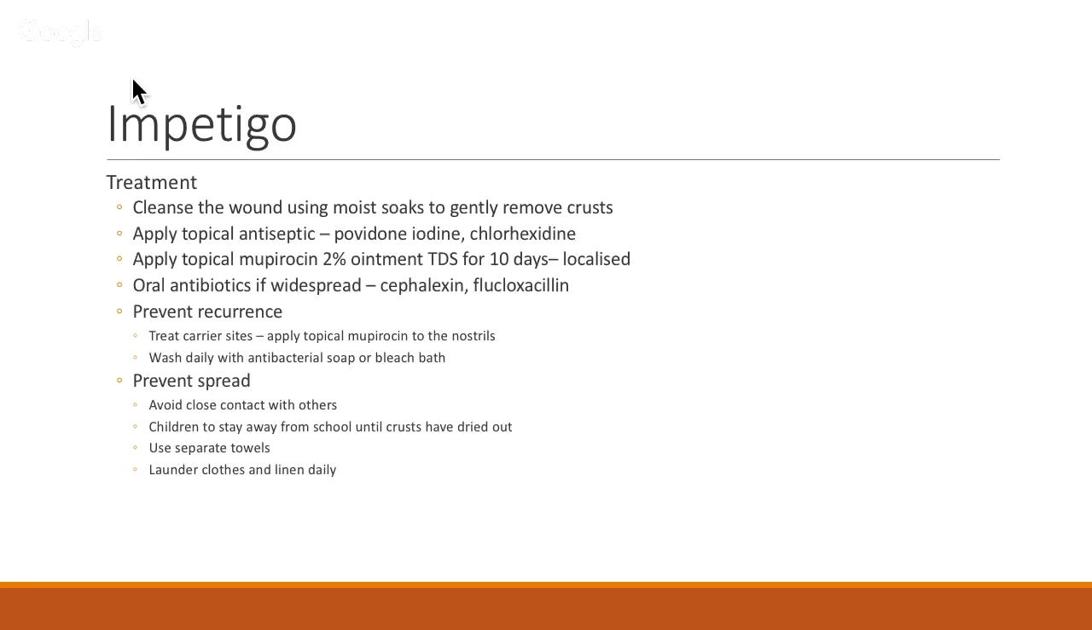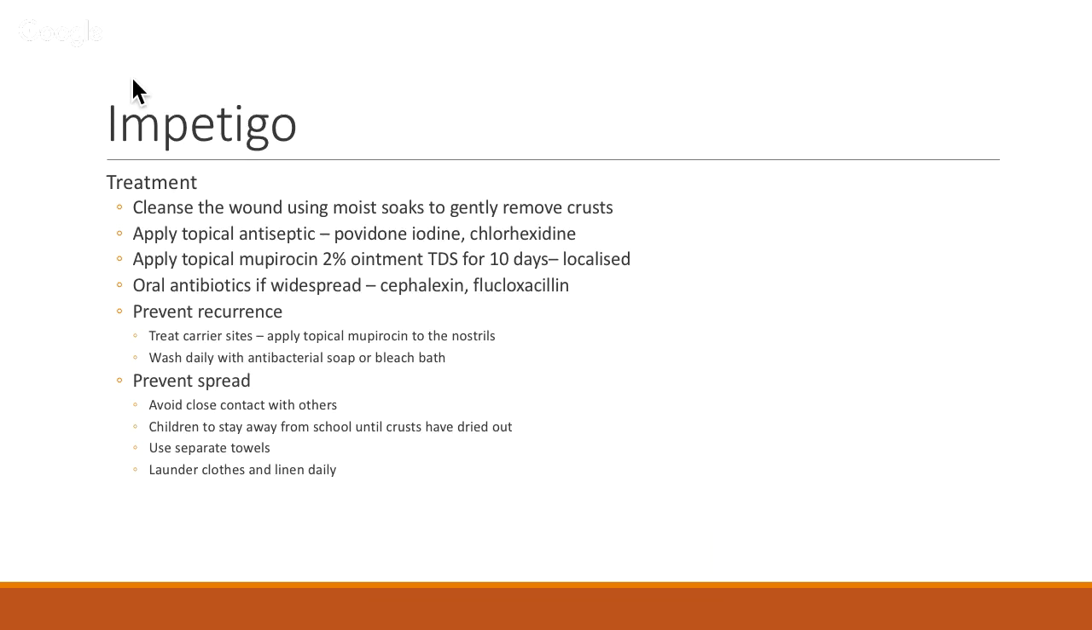So with treatment, you've got your basic things like clean the wound, but essentially topical mupirocin, so that's a topical antibiotic used to treat the infection. And that's if it's localized. If it's widespread, just go with oral antibiotics, so either cephalexin, which is often used in kids, or, if it's more severe, flucloxacillin. And then other general basic things, like before that you would cleanse the wound with normal saline, you can treat it with some antiseptic, and afterwards to prevent recurrence.